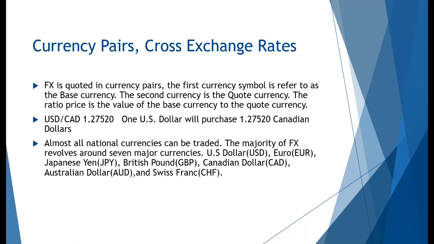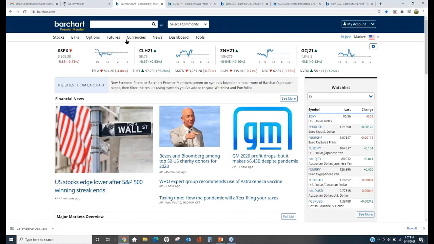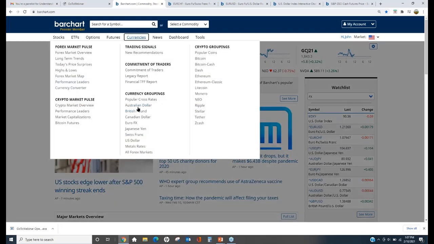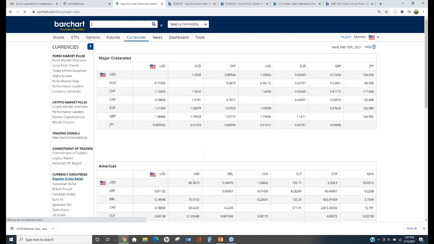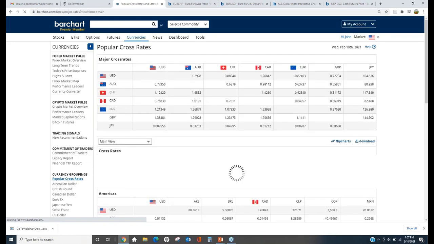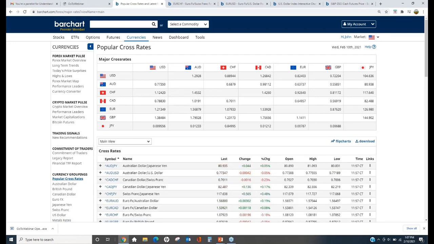Now, almost all national currencies can be traded, but a majority of all of our Forex will revolve around these 7 major currencies: the dollar, the euro, the yen, the pound, the Canadian dollar, the Australian dollar, and the Swiss franc. So in our Barchart under the currency section, we do have something which is called the popular cross rates, which is what we're just going to look at. And you can see that Barchart makes it very easy for you right off the bat here. There's our 7 major currencies. And then you have like this little spreadsheet that shows you these cross values.